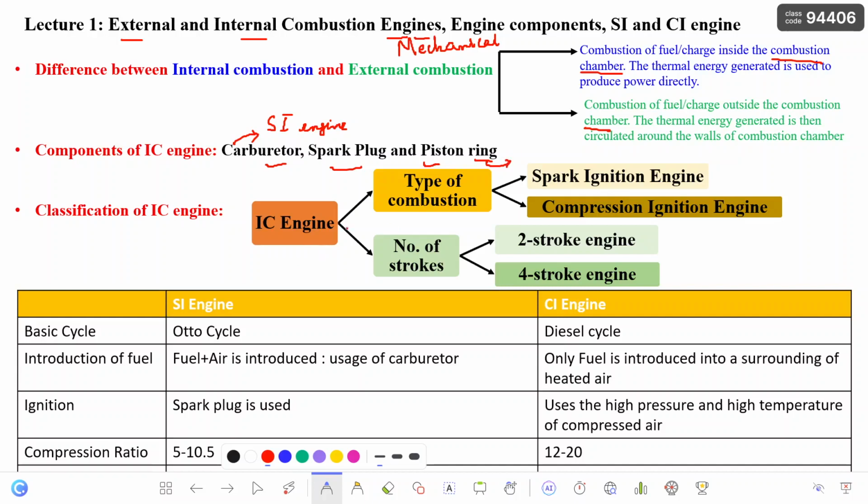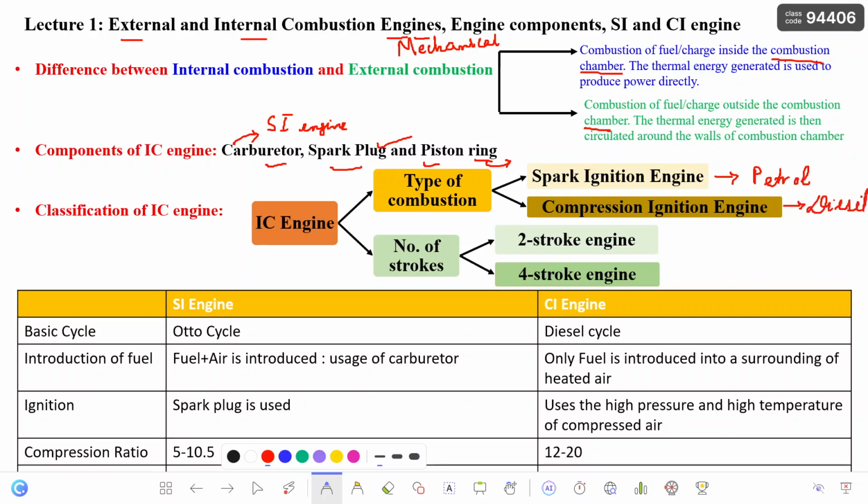There can be many ways of classifying this IC engine, but majorly what we have covered is the type of combustion and the number of strokes. In type of combustion, it can be a spark ignition engine or a compression ignition engine. In a spark ignition engine, we ignite by giving a flame to the fuel, and that is done through the spark plug. The fuel used is petrol. But in a compression ignition engine, the fuel used is diesel.